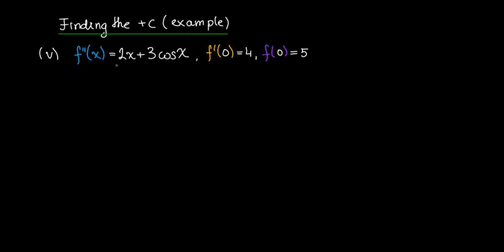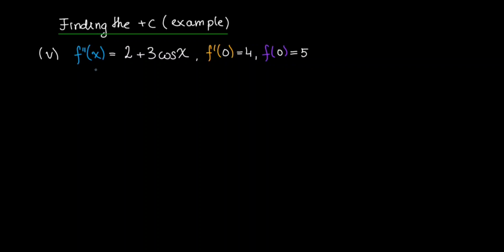Here, we are given the following conditions. The second derivative of a function is given by 2 plus 3 cosine x. The first derivative and the original f function are not provided. However, a set of coordinates are given. When you plug in 0 into the first derivative, you get the corresponding 4. And when you plug in 0 into the original f of x, what you would get is 5. We're tasked with finding the original f of x expression.